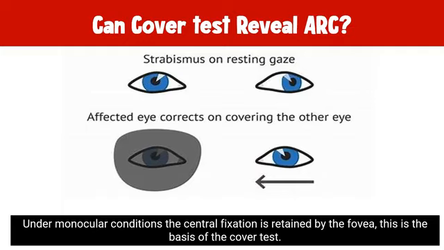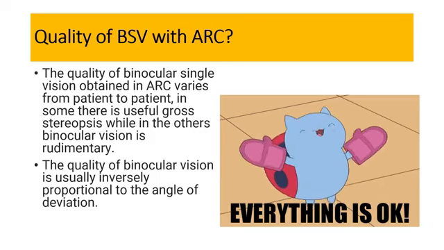So even in an ARC, when you cover the normal eye, that fovea to extrafoveal correspondence is broken down. The fovea of the eye which has the squint takes back its control, and there is central fixation and the eye shows a corrective movement, and that is how you actually pick up your ARC.